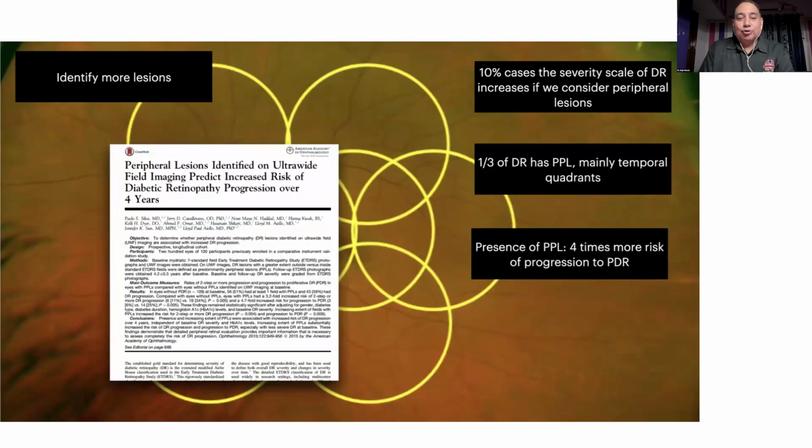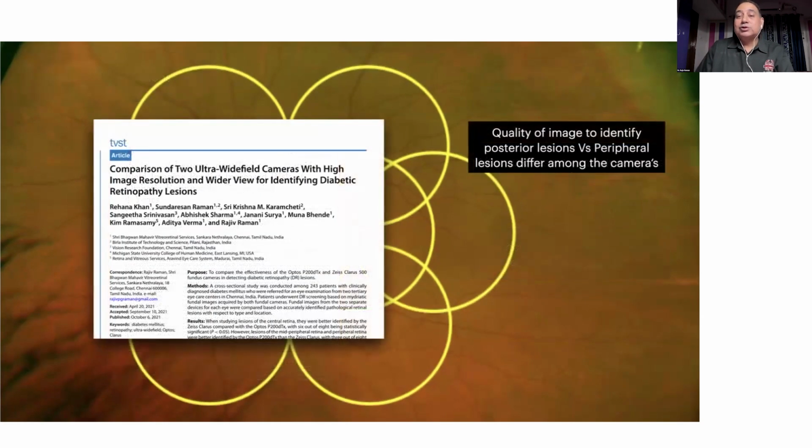Dr. Paul Aiello and group, a couple of years back, tried looking at those patients who have these peripheral lesions, and followed them for 4 years. And they found that in the presence of PPL, there is 4 times more risk of progression to proliferative diabetic retinopathy. Now that becomes important: looking at peripheral lesions is important because these are the patients who may develop PDR more commonly.